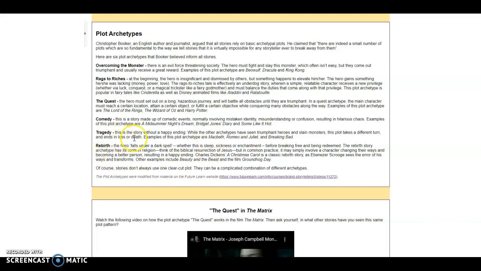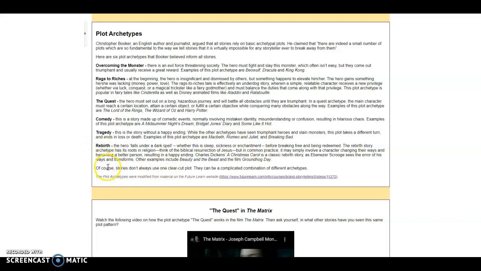And then you have the tragedy, which is a story that certainly doesn't have a happy ending, where the heroes end up dying in the end, or not succeeding in their task. So, a classic example of the tragedy, of course, is Romeo and Juliet.